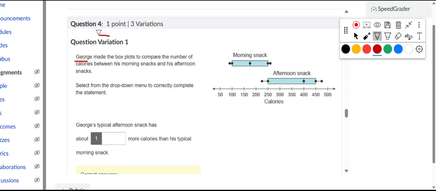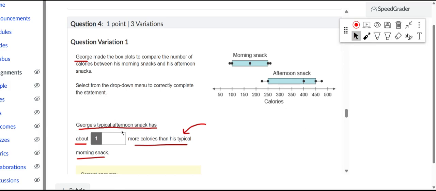Now, please note, this says question variation 1. You may not get this one exactly. It might have all the same words, but it might be a different box plot, so please pay attention. I'm going over just a variation of the problem. What do they want us to know? It says George's typical afternoon snack has about blank more calories than his typical morning snack. This is a matter of kind of understanding where to look for typical.